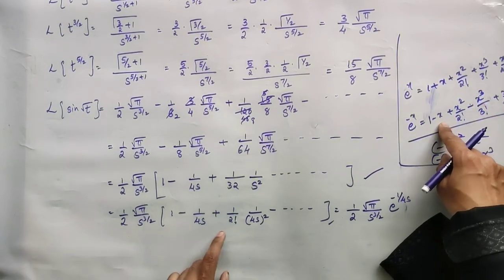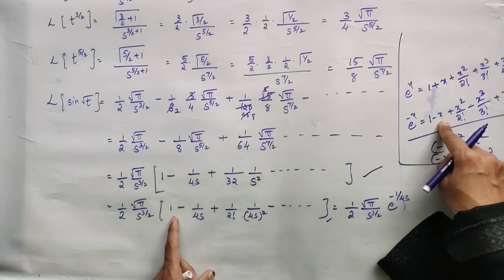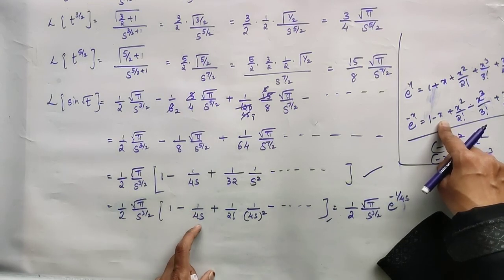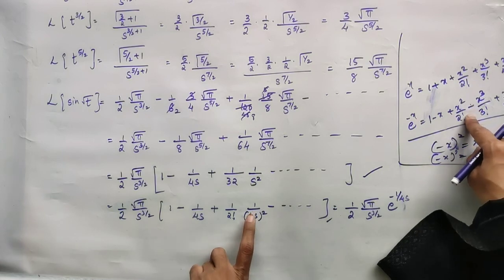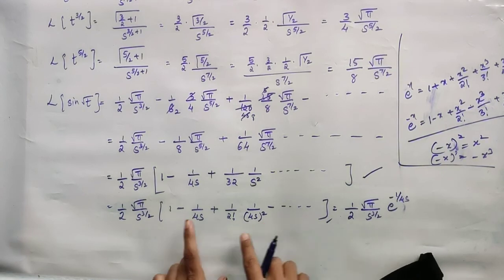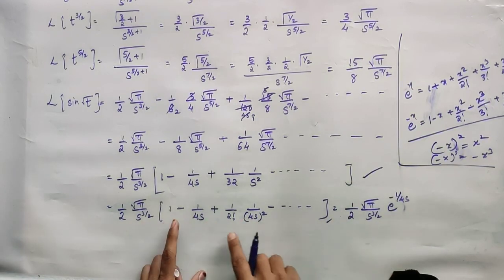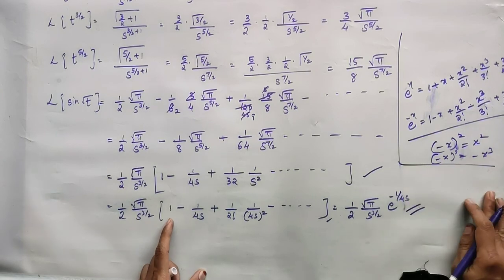Now just compare this expression with this expression. In place of x you have 1 divided by 4s, with minus, plus 1 by 2 factorial aside. In place of x square you have 1 divided by 4s whole square minus so on. Okay, so you will have the same thing over here into e to the power minus 1 by 4s. So this completes the solution for this problem.